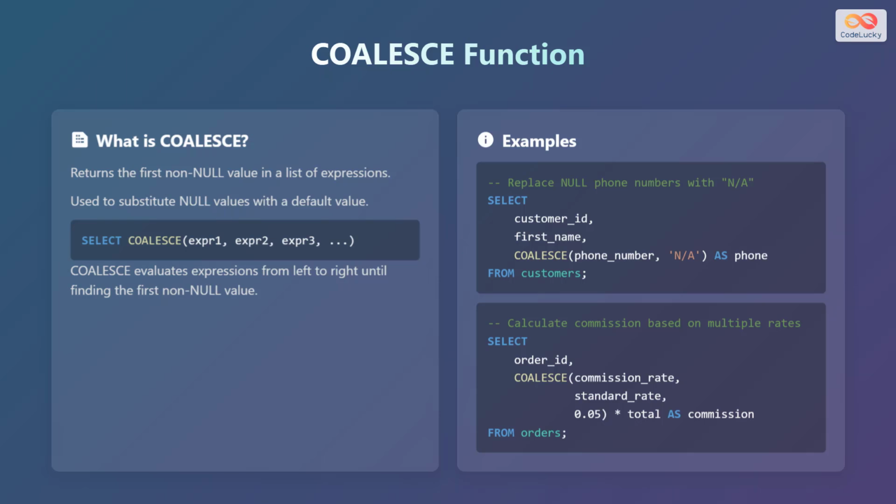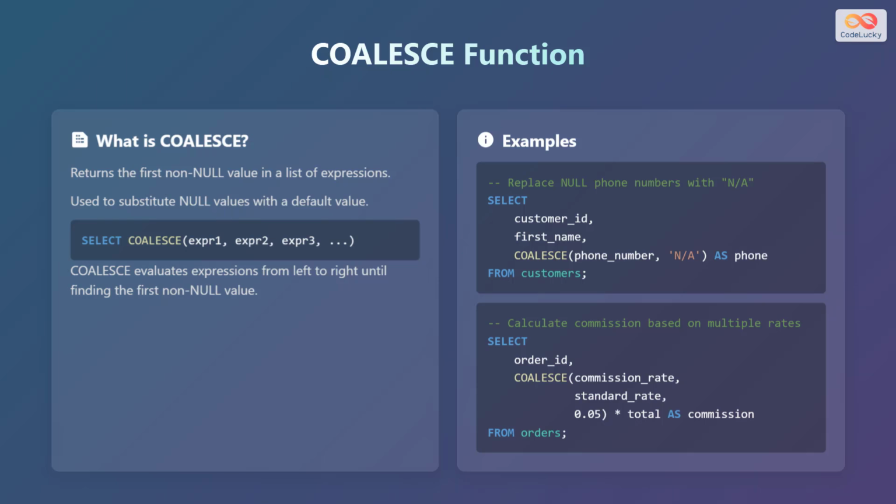The COALESCE function is a powerful tool in SQL for handling null values. COALESCE returns the first non-null value in a list of expressions. It's commonly used to substitute null values with the default value. The syntax is as follows. Select COALESCE, expression 1, expression 2, expression 3, and so on. COALESCE evaluates expressions from left to right until finding the first non-null value.